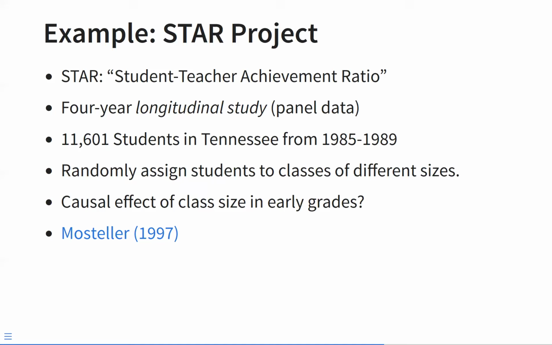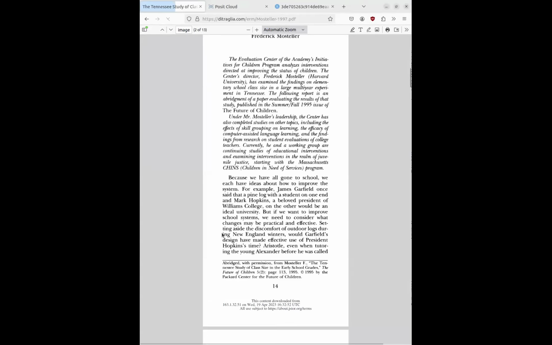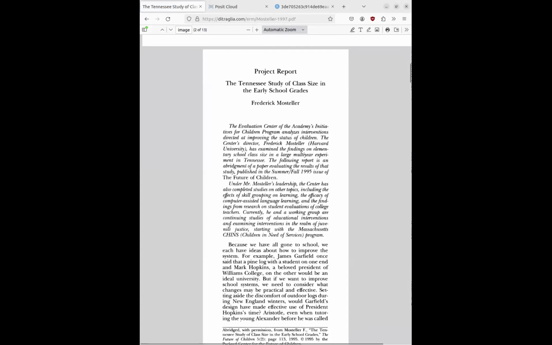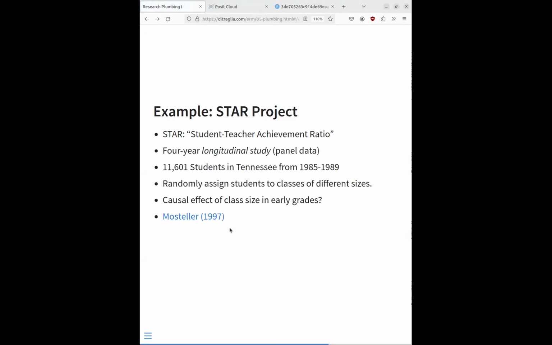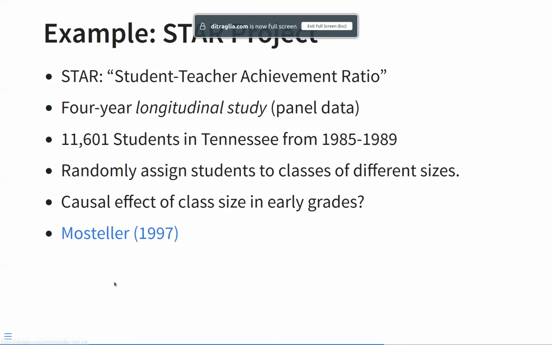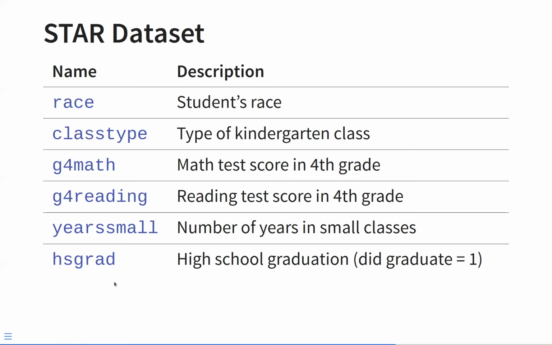If you'd like to learn more about the paper, you can go to the course website, detrali.com/ERM, and find the slides for this lecture, which is Research Plumbing 1. Then click on this link, and you'll be directed to a paper by Mosteller about the results of the STAR project. But for today, it's enough just to know which variables are contained in the data set.